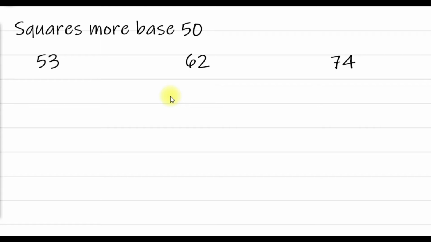Welcome friends, in this video we are going to discuss the method to get the squares for the numbers after 50 by using the base as 50. You can use this method to get the squares of numbers from 51 to 79, but obviously the prerequisite is you must know the first 25 or first 30 squares to apply this method.